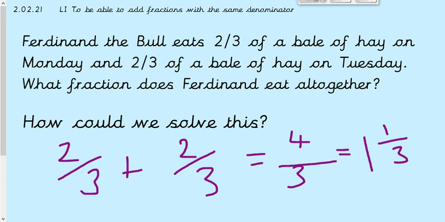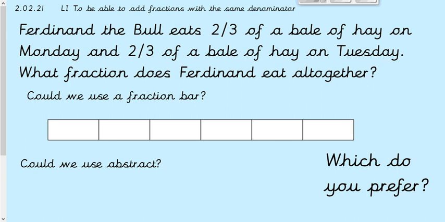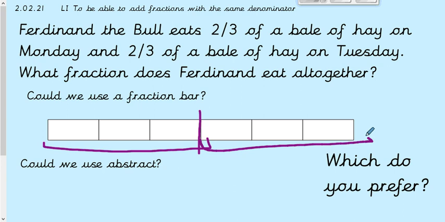I am going to get you to have a go now. Oh, before we go on to that though, we could use a fraction bar to work it out as well. If you prefer to have a visual, then that might be better for you. You can see here we've got 1 whole, or 3/3, and then another 3/3. I'm going to break them up into 2 shapes because we know the fractions are thirds.